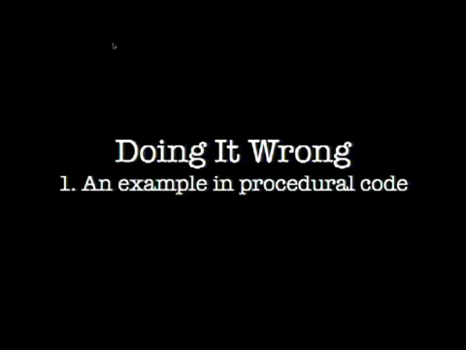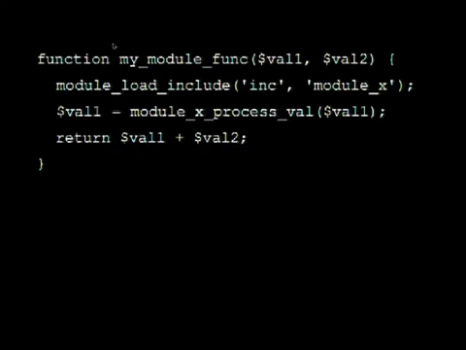So we'll start by looking at an example of some procedural code that does it wrong. This is a totally contrived example. It's a very silly function that doesn't do anything interesting, but the first line of the function body loads an include file from a module because it knows that's where the function is that it calls on the next line. That module load include is an example of clutter. It happens to be necessary clutter, but this function isn't in the business of loading files.